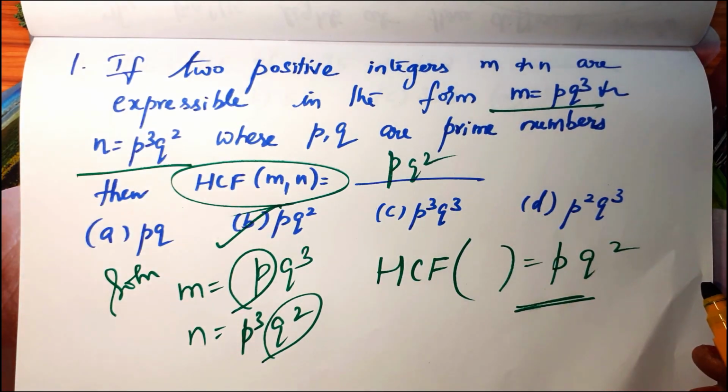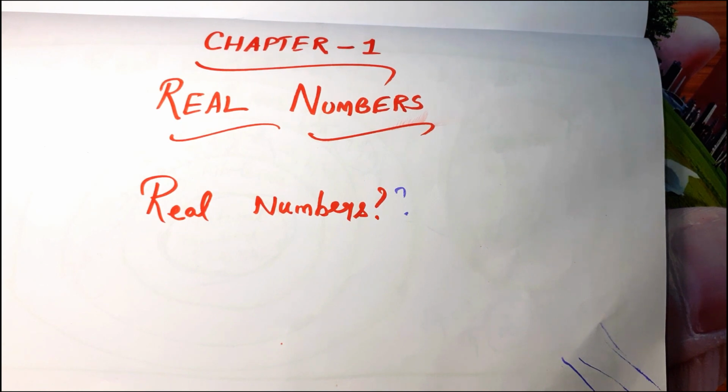Is it clear? So that's all for this chapter. We have gone through real numbers, we proved the irrational numbers, and we covered LCM and HCF. You go through everything, and I wish you all the best.